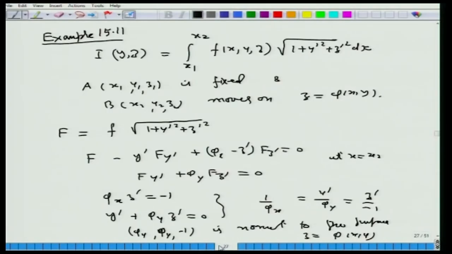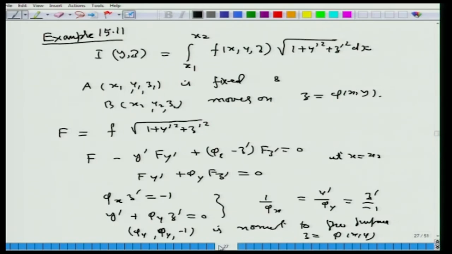So, in the last part of the last lecture, we had stopped at this example 15.11, where we considered the functional I(y, z) = integral from x1 to x2 of f(x, y, z) square root of 1 plus y prime square plus z prime square dx. Here, the point A is taken to be fixed, that is, in three-dimensional space, A having coordinates x1, y1, z1 and B having coordinates x2, y2, z2, where the point B is moving on the surface given by z equal to phi of x, y.